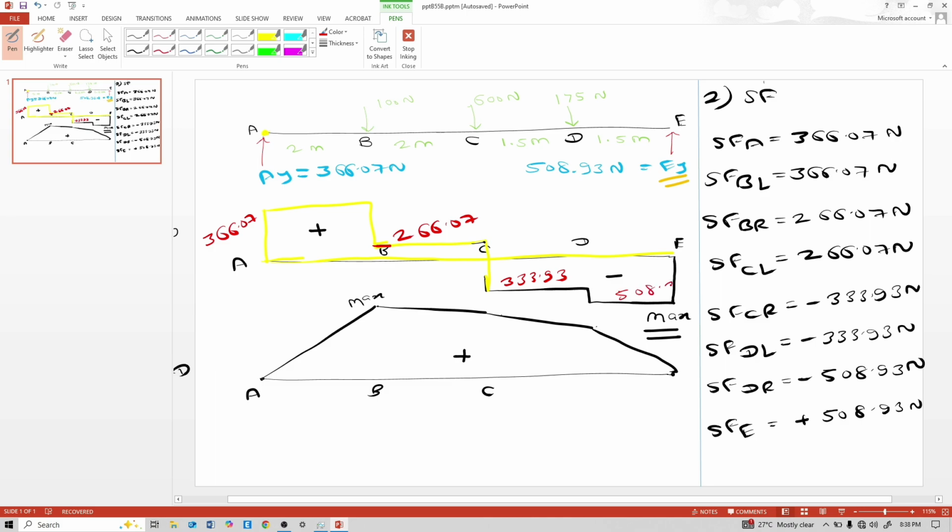And how did I assume this as a maximum? Because see, the loads are maximum at point E. Towards point E the loads are maximum, that's why shear is maximum at point E.